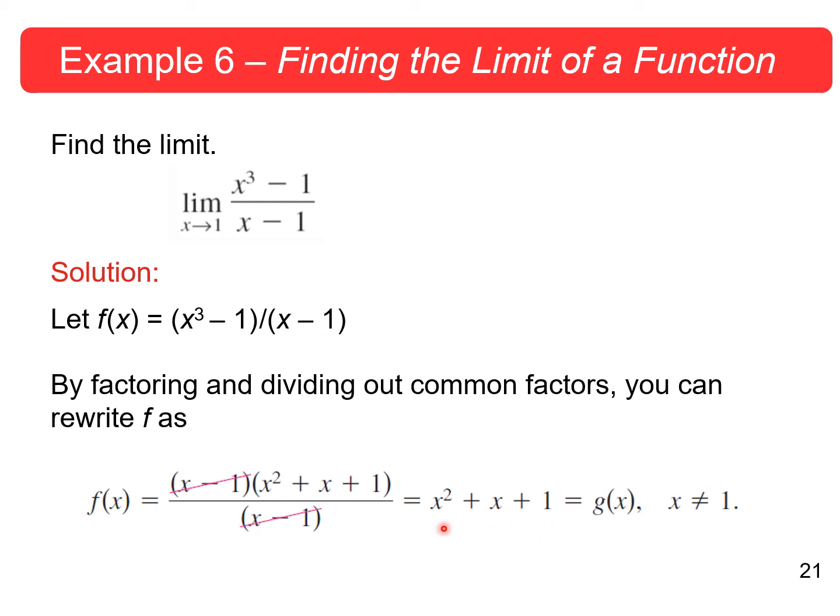Notice that this x squared plus x plus 1 has the same graph as this function, except at x equals 1. At x equals 1, this function here is not defined, while this function is defined for all x. So these two functions are equal at all points except at x equals 1.